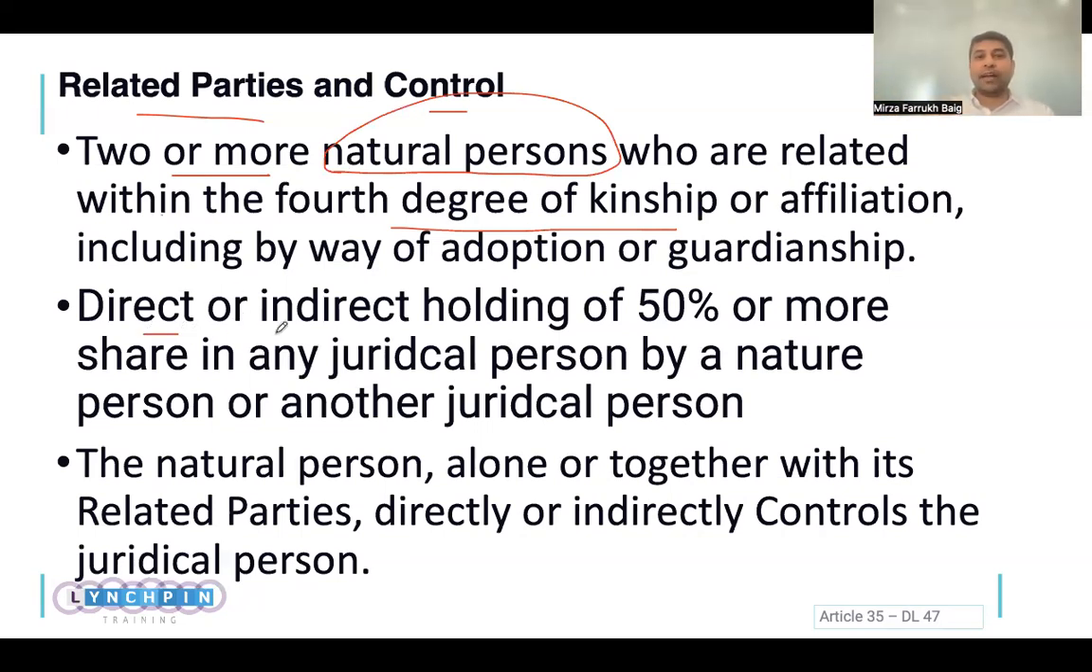And direct or indirect holding of at least 50% or higher in any legal entity by a national person or any other juridical person. So if my holding is 50% or higher and I'm doing a transaction within such entity, then again the arm's length principle would be applicable. And this holding can be direct or it could be indirect, with a combination of any other person in that whole chain.